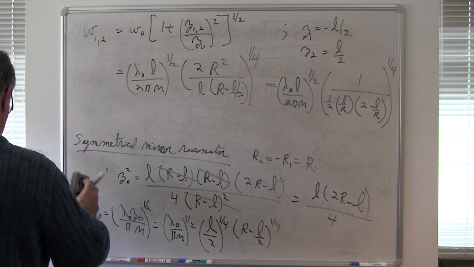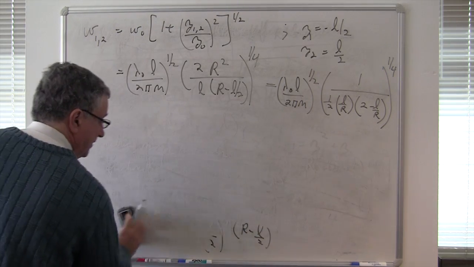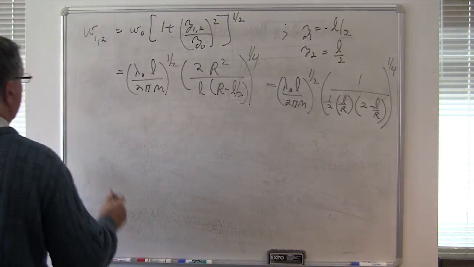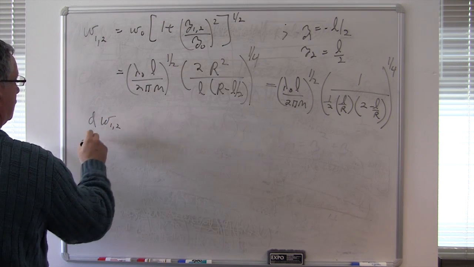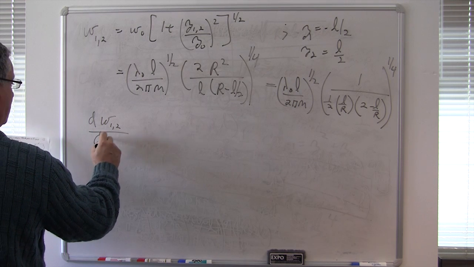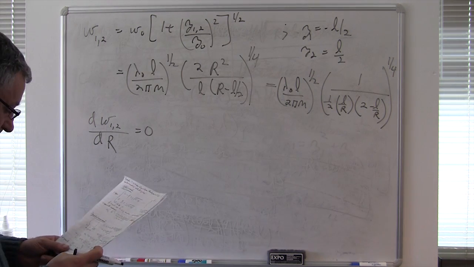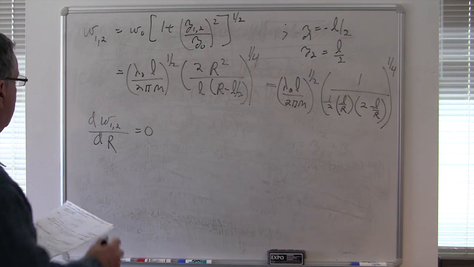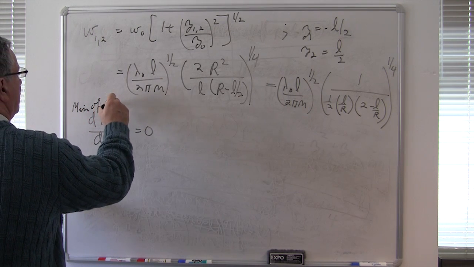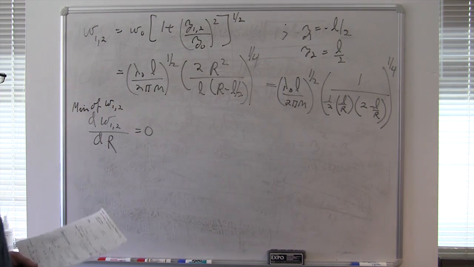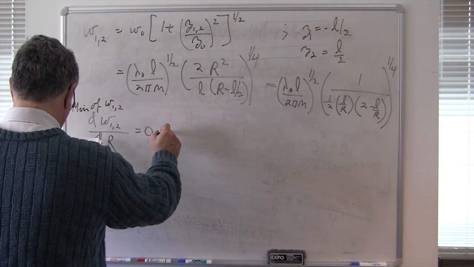Now, since we have W1 and 2, it's given by this. I'm going to erase this here again to make some space. And what we can do is take dW of 1 or 2, either one, as a function of the radius, and you want to find out when this is a minimum. So minimum of W12. So the minimum spot size on the mirror is obtained when this is equal to 0.